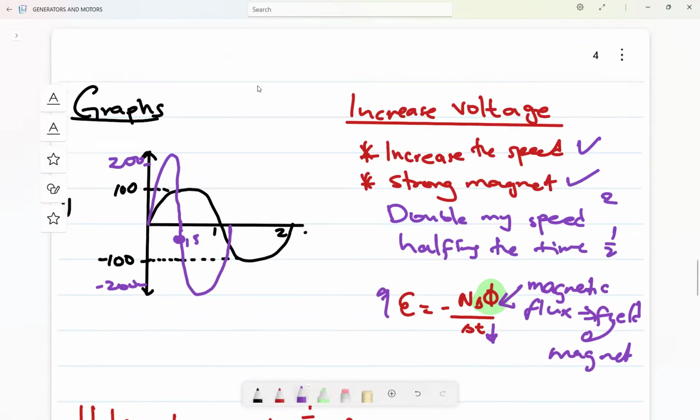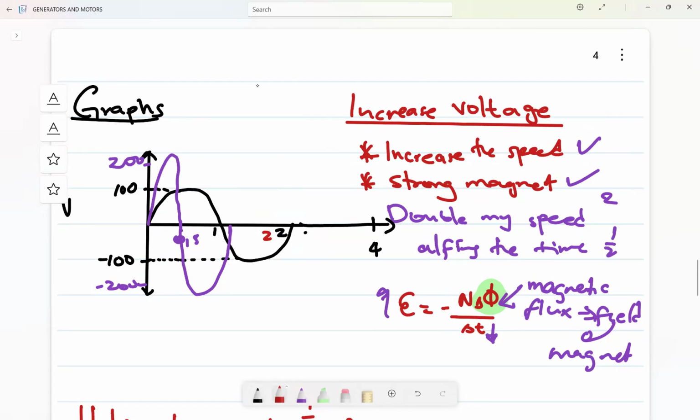So if I'm doubling my time, it means this one, I was going from 0 to 1, but now instead I'm going to go from 0 to 2. I'm doubling my time, and then return back and complete my cycle at 4. Let me try to extend this and say this is 4.